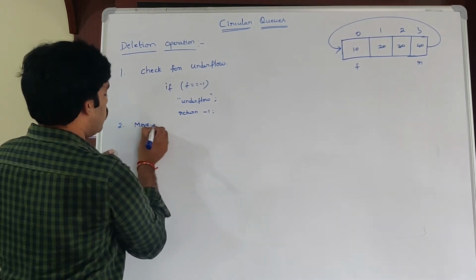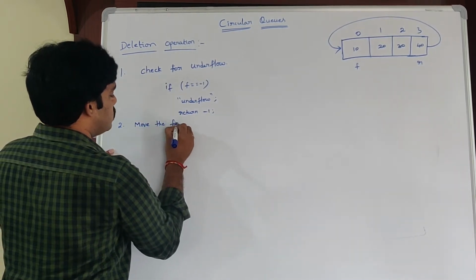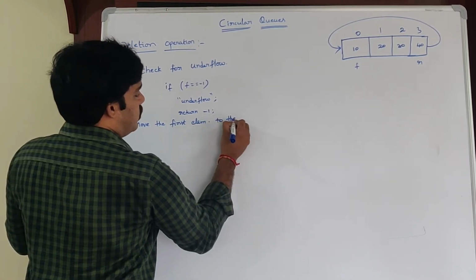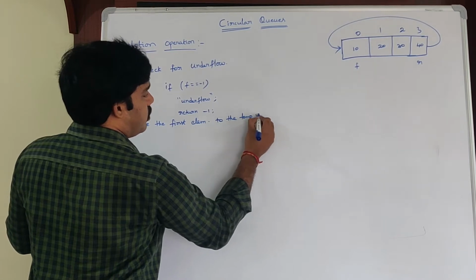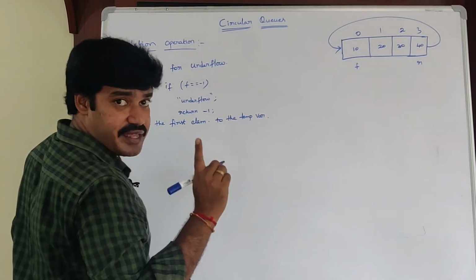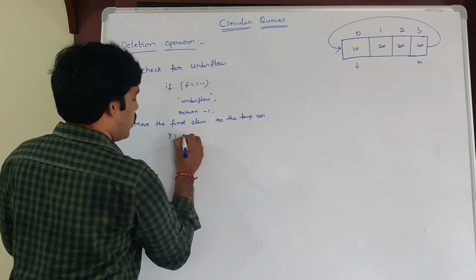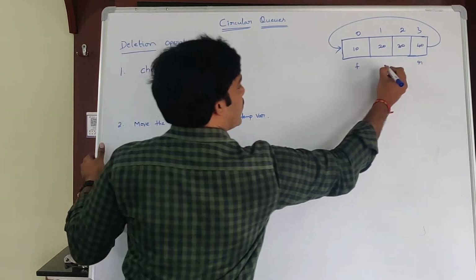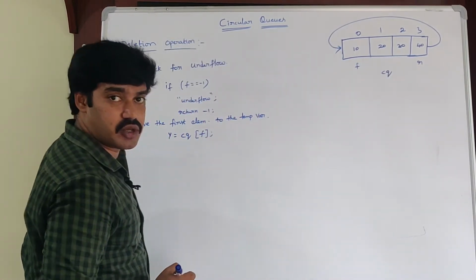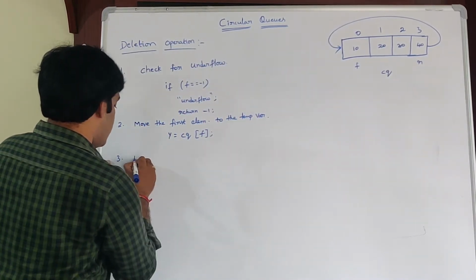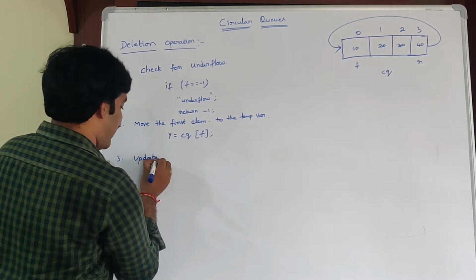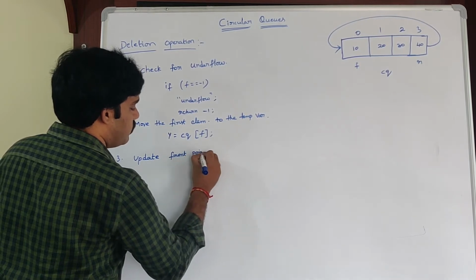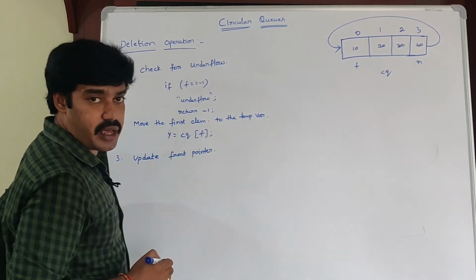Second step is move the first element to the temporary variable. This is same as the linear queue. Y is equal to CQ of F. The name of this one is CQ array. CQ of F. Next, deletions are from which end? Front end. So update front pointer or front variable.